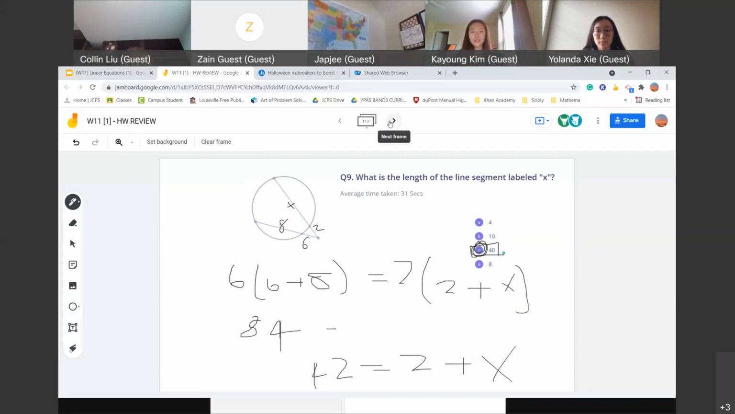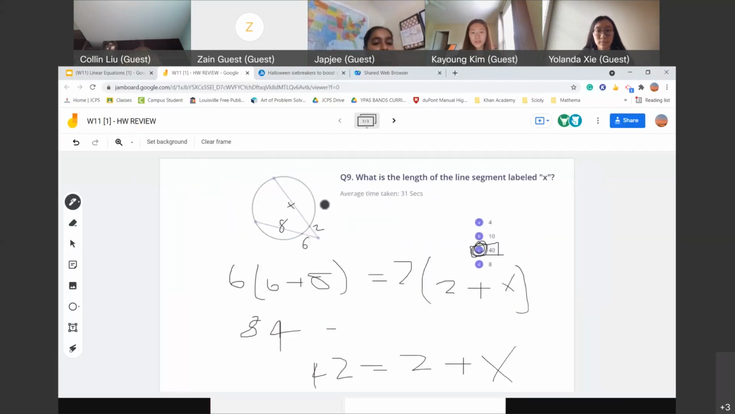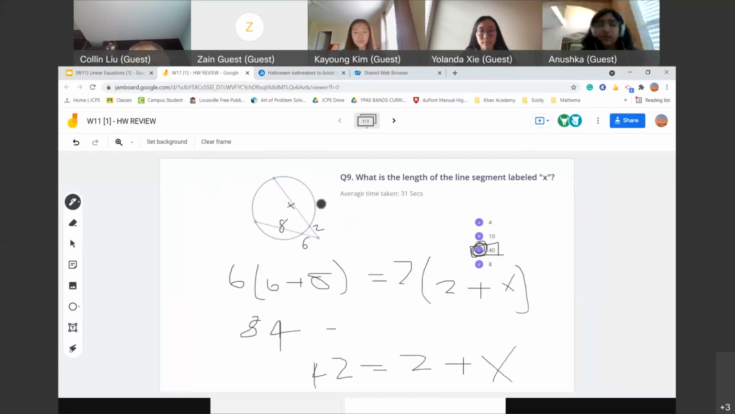Okay, so the next one. It doesn't really look like 40. You're right, it does not look like 40, but it's not drawn to scale. That's probably why.